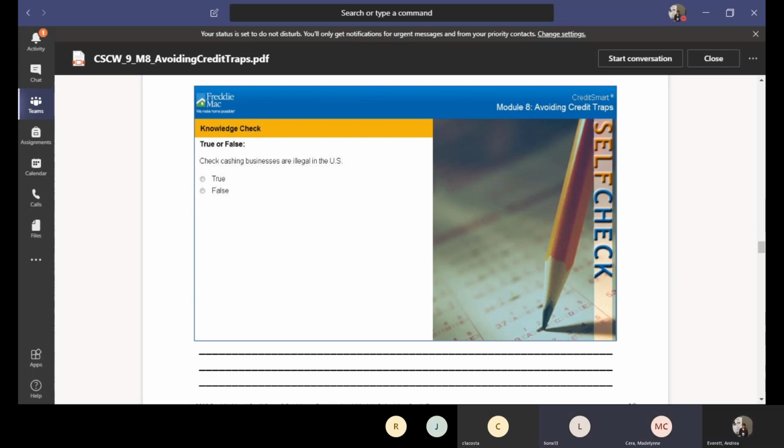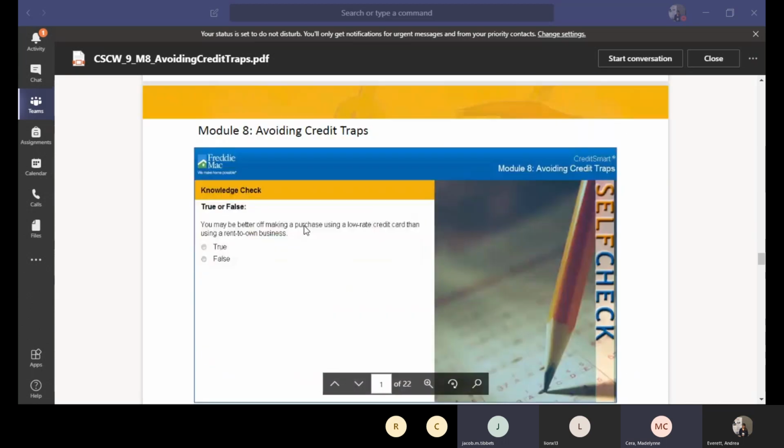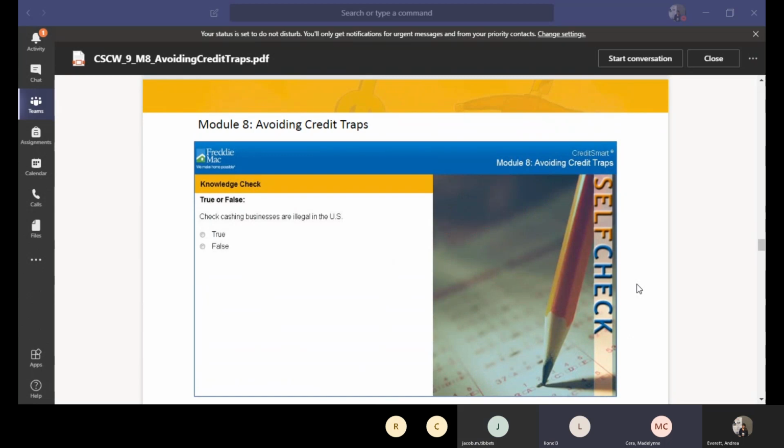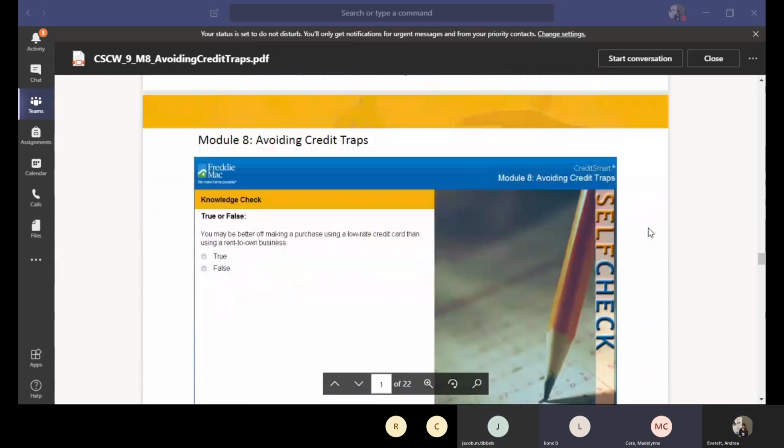True or false? Check cashing businesses are illegal in the U.S. True or false? False. Good, good. Check cashing businesses are legal and found throughout the country. However, some charge extremely high fees for their services. Banks or other financial institutions can provide these same services for less money and may be the better option. Okay, good job.